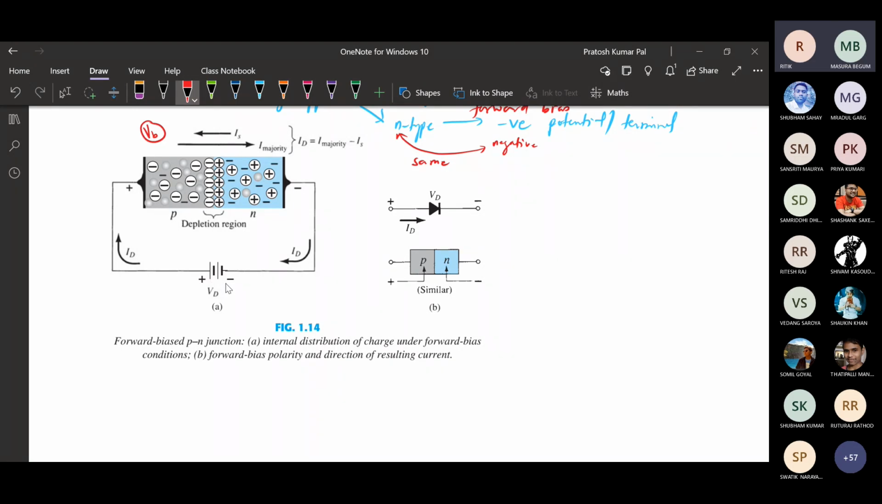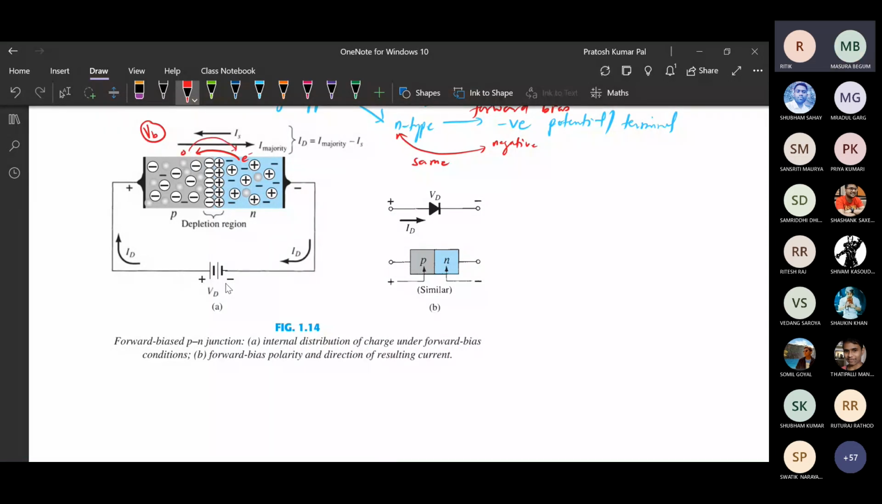Now it will be able to overcome this barrier voltage. Similarly, in the N type region, the electrons will get sufficient energy, sufficient repulsion from the negative terminal connected to this N type region, so that they overcome this barrier voltage. Now electrons will easily move across the barrier, and similarly the holes will move across the barrier.